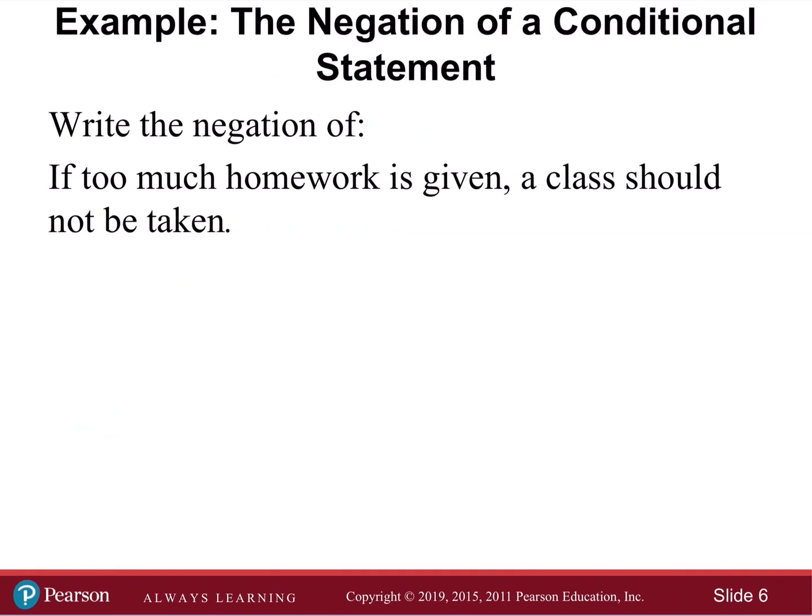So write the negation of: if too much homework is given, a class should not be taken. So we said what, P and not Q. So I'm just going to make a little note of that. We said that the negation of P implies Q is P and not Q. You can almost look at this as P is true and not Q is true, which means that Q is false. And remember, we said that true implies false is the only time that it's false. That might be a bit extra, but this is good enough for here.